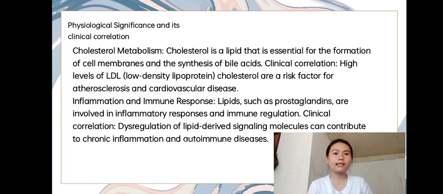Inflammation and immune response is also a significance and physiological correlation, such as prostaglandins are involved in inflammatory response and immune regulation. Ang clinical correlation niya is dysregulation of lipid-derived signaling molecules can contribute to chronic inflammation and autoimmune disease. So, kanang ang imong own immunity dili na maka-fight because nakulangan kadto nga lipids.